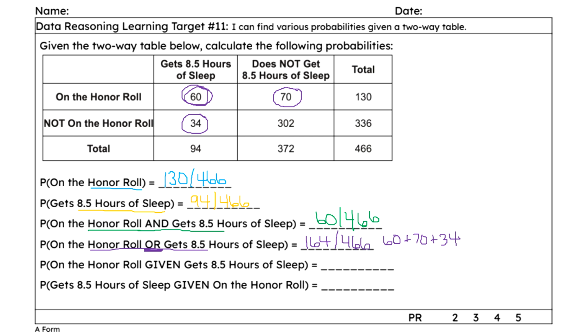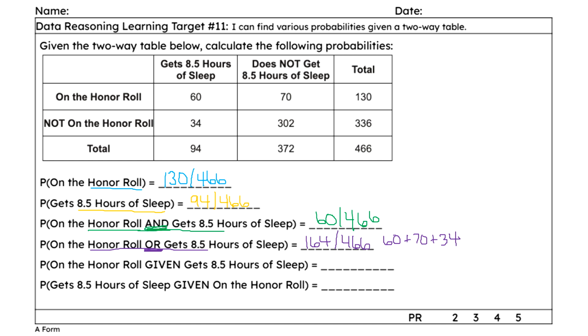All right, so the "or" includes more people. The "and" is a little bit more selective. It needs both of those constraints to be true to include them. The "or" just needs either one or the other to be true to include them. All right, so now we are going to take a look at some conditional probabilities. And conditional probabilities want to look at a smaller subset out of this table, so not out of the 466.